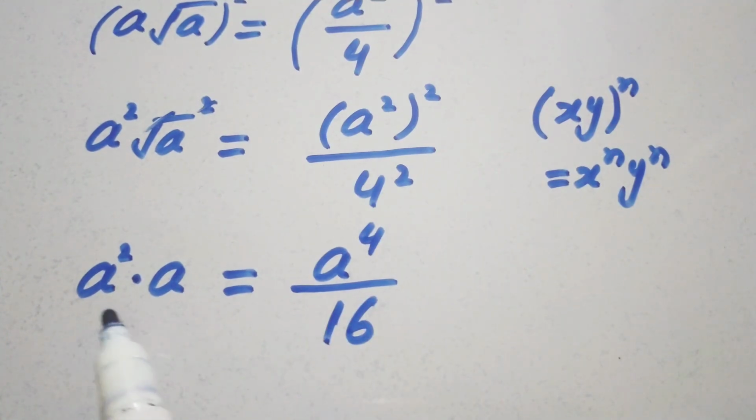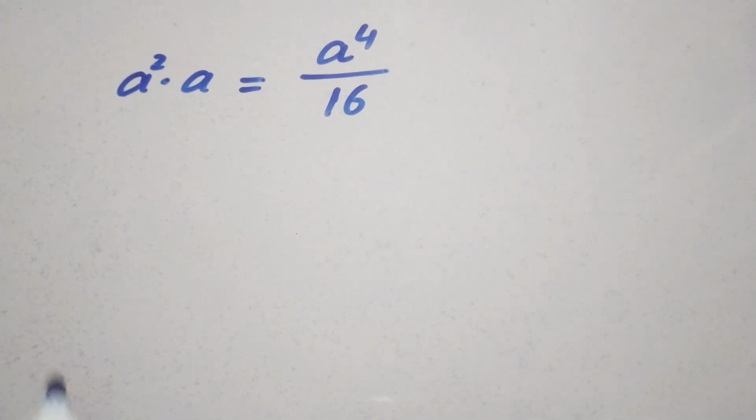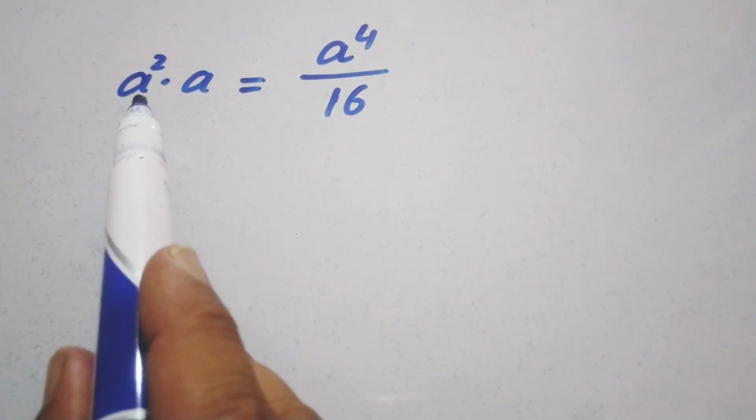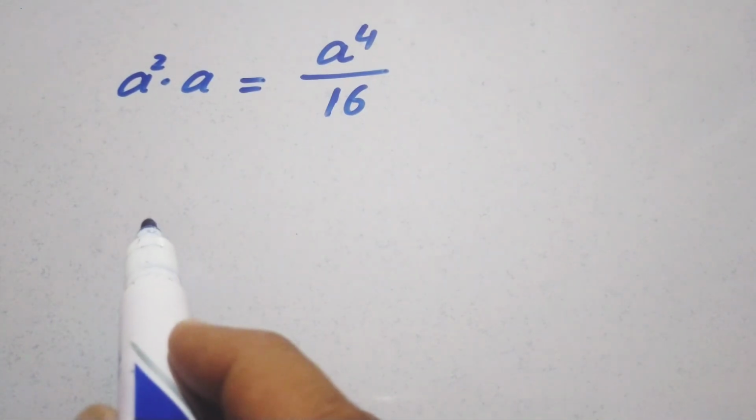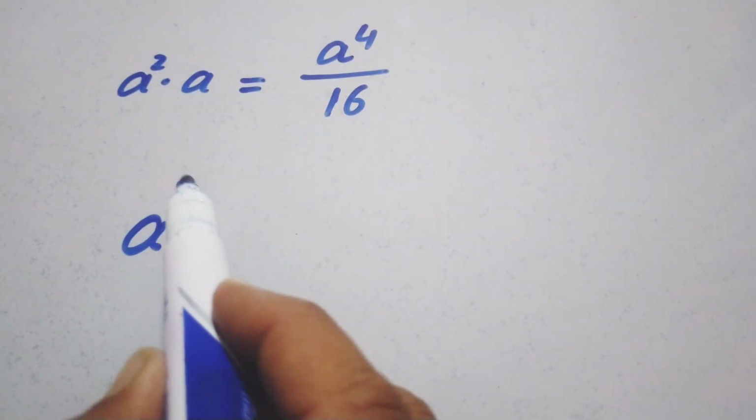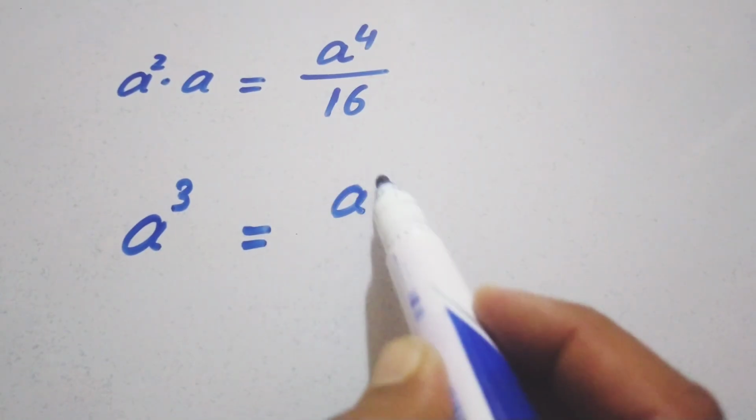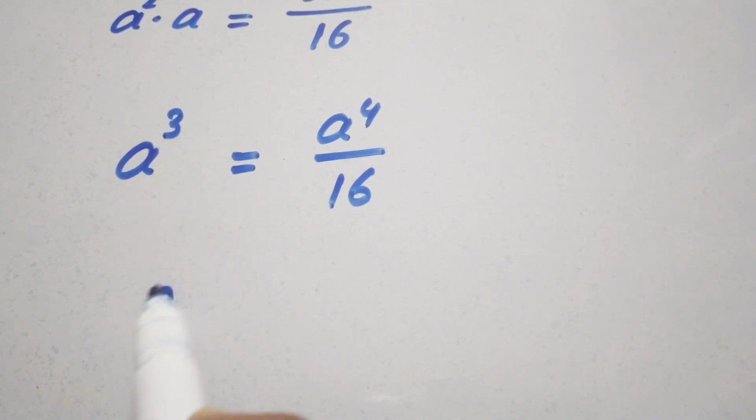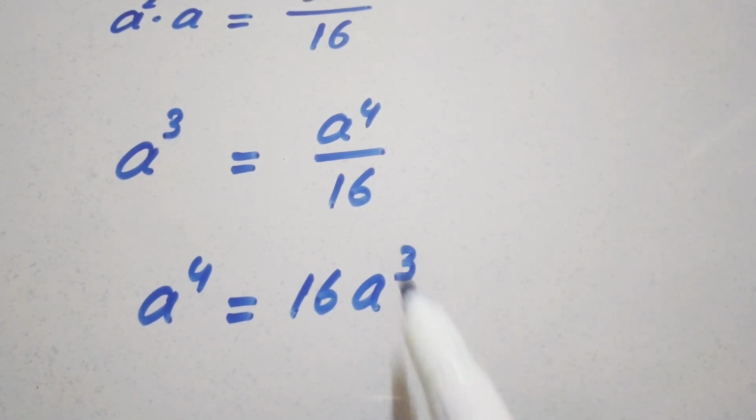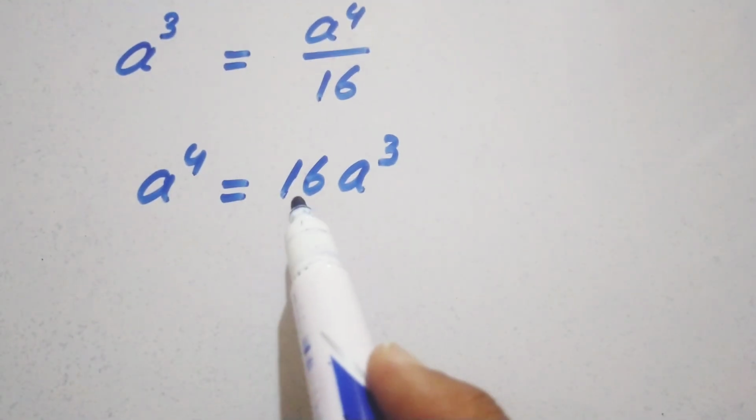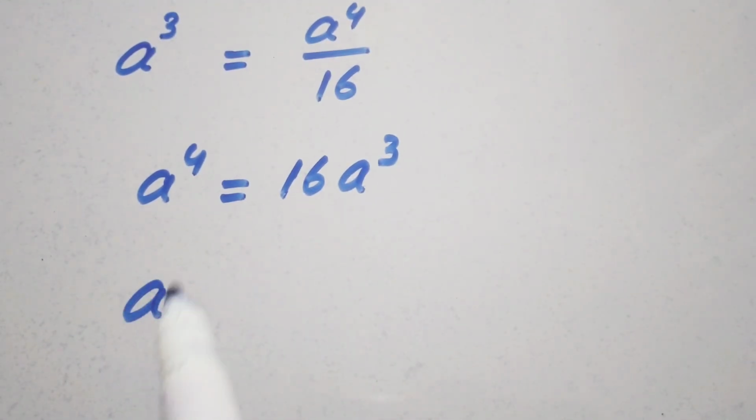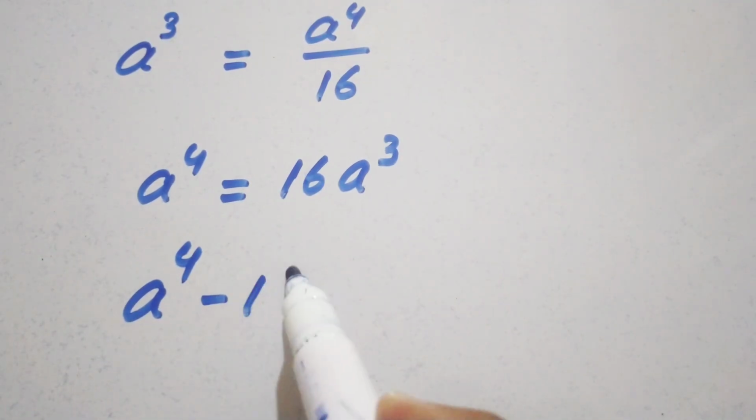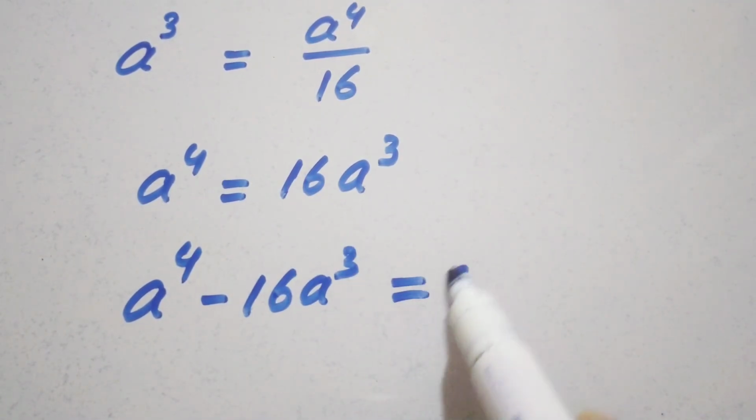So now we have a squared multiplied by a is equal to a power 4 divided by 16. Now when the bases are same, then their power will be added. If the bases are multiplying each other, this will become 2 plus 1, 3. A cube is equal to a power 4 divided by 16. Now by doing cross multiplication, we get a power 4 is equal to 16a cube. Now moving this 16a cube from right hand side to left hand side, this will become a power 4 minus 16a cube is equal to 0.